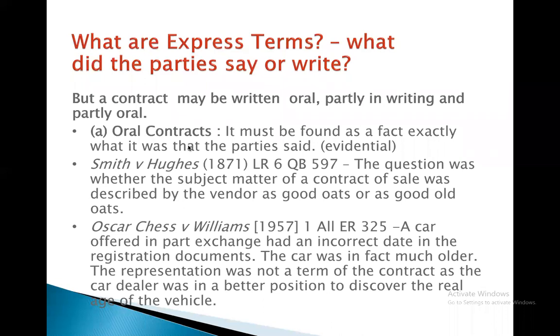So the court was saying that, yes, if a car dealer is dealing with a lay person, for example, selling a car, and we say that the car is, let's say, 10 years old, when in fact the car is about 13 years old, and the prospective purchaser is a car dealer, the court seemed to be saying that because of that person's expertise and background, he or she is in a better position to be able to discover the real age of the vehicle.